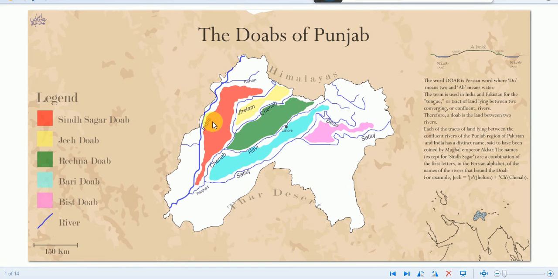Okay, we have the Shinsagar doab, then the Jech doab formed by Jhelum and the Chenab, then the Rechna doab, then the Bari doab. So many doabs are here, and this is the Bist doab formed by Beas and Satluj. In this way, in this area you'll find many doabs.